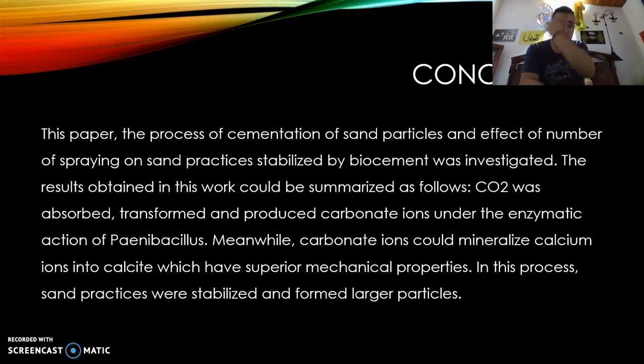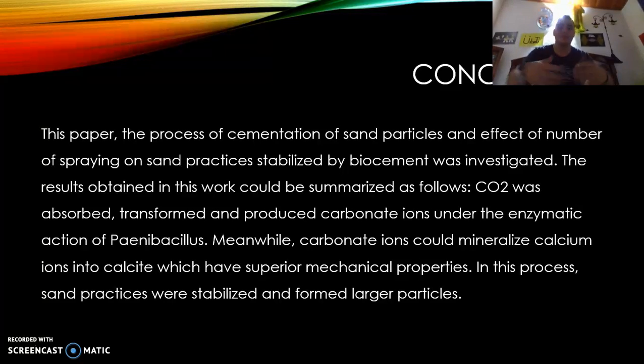And in conclusion, the CO2 was absorbed, transformed, and produced carbonate ions under the enzymatic action of Paenibacillus.